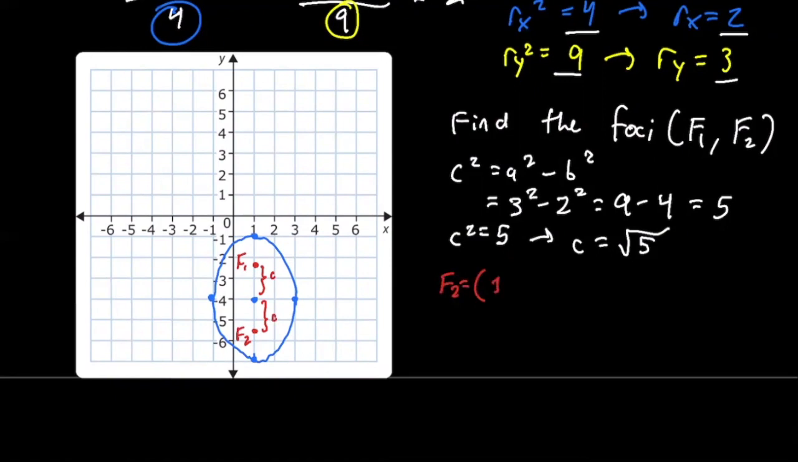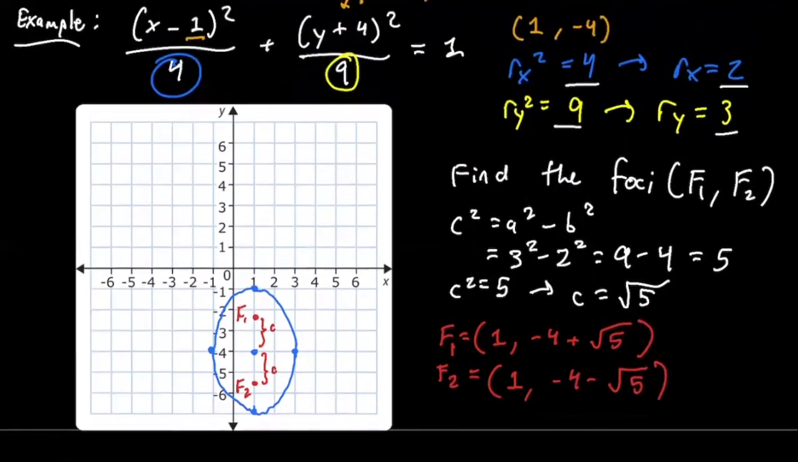Our center has an x value of 1, and then we have negative 4 plus root 5. Oops, sorry, that should be F1. So F1 is 1 comma negative 4 plus root 5, and we can just leave it because it's an irrational number. F2 is going to be the same x value 1, and then we have negative 4 minus square root of 5. So this is how we can find the two foci for our ellipse.